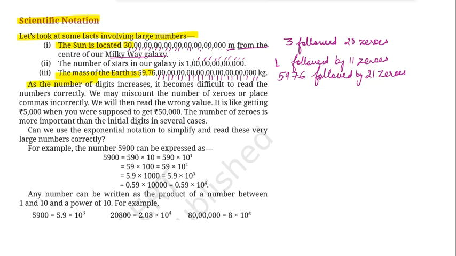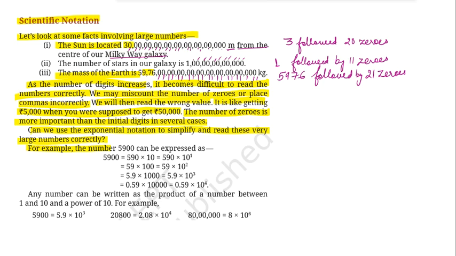So as the number of digits increases, it becomes difficult to read the numbers correctly. We may miscount the number of zeros or place commas incorrectly. We will then read the wrong value. It is like getting rupees 5,000 when you were supposed to get 50,000. The number of zeros is more important than the initial digits in several cases. Can we use the exponential notation to simplify and read these very large numbers correctly?